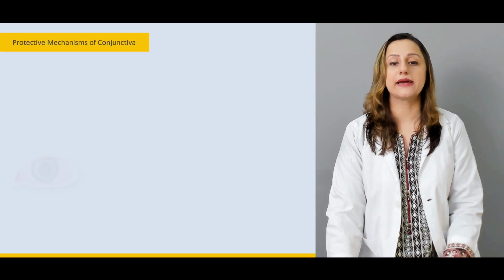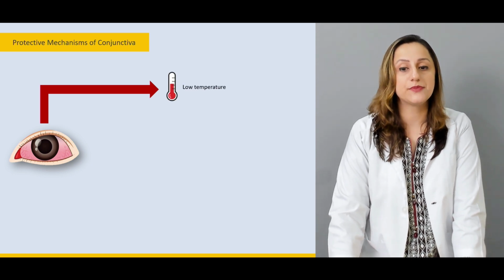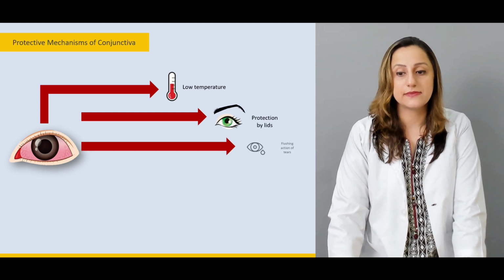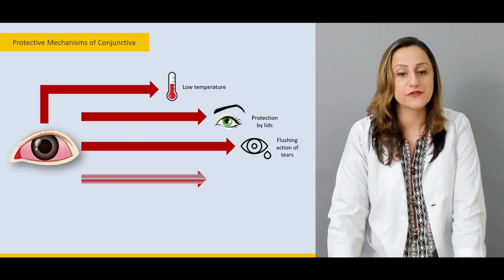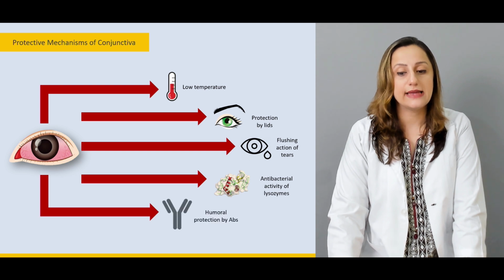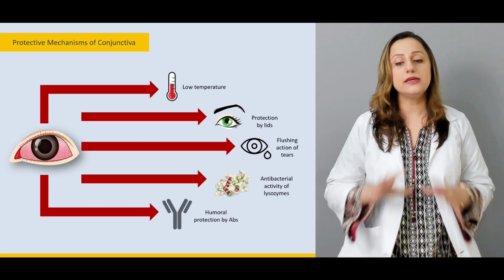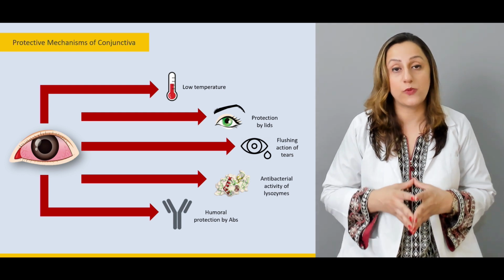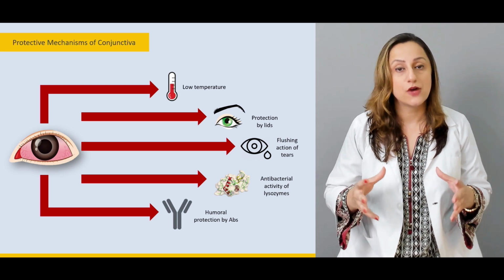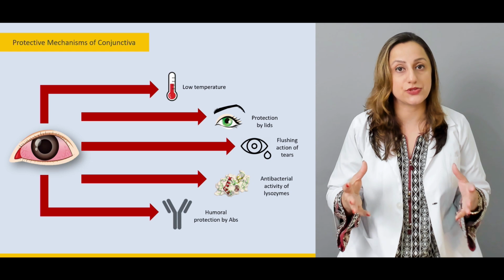So we have the protective mechanisms of the conjunctiva. We know that the conjunctiva is basically protected by the low temperature, the protection by the lids, the flushing action of the tears, and the antibacterial activity of the lysozymes. And then finally, we have the humoral protection by the antibodies. So these are the natural protective mechanisms by which the conjunctiva is protected from the external environment, or from attacks by viruses or bacteria.